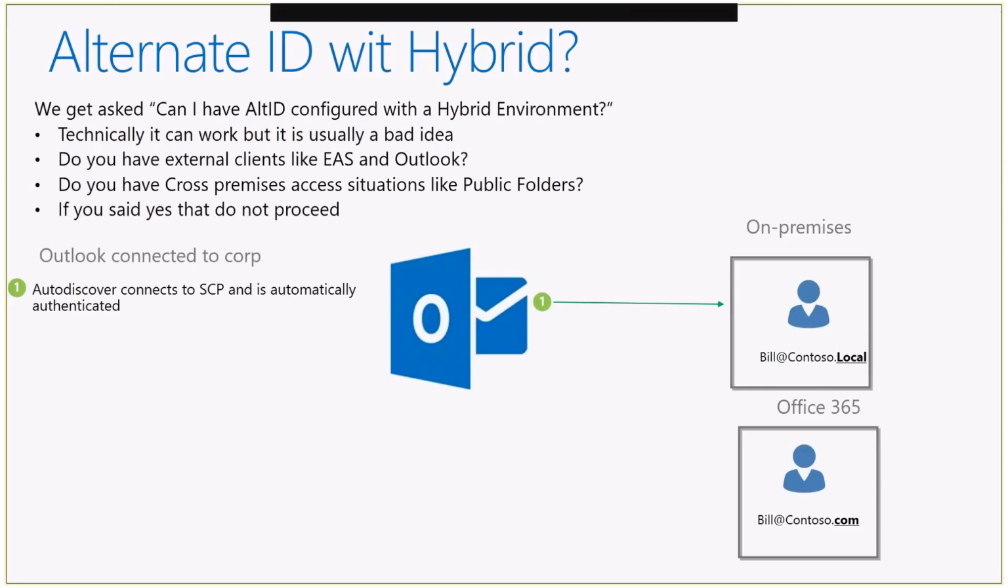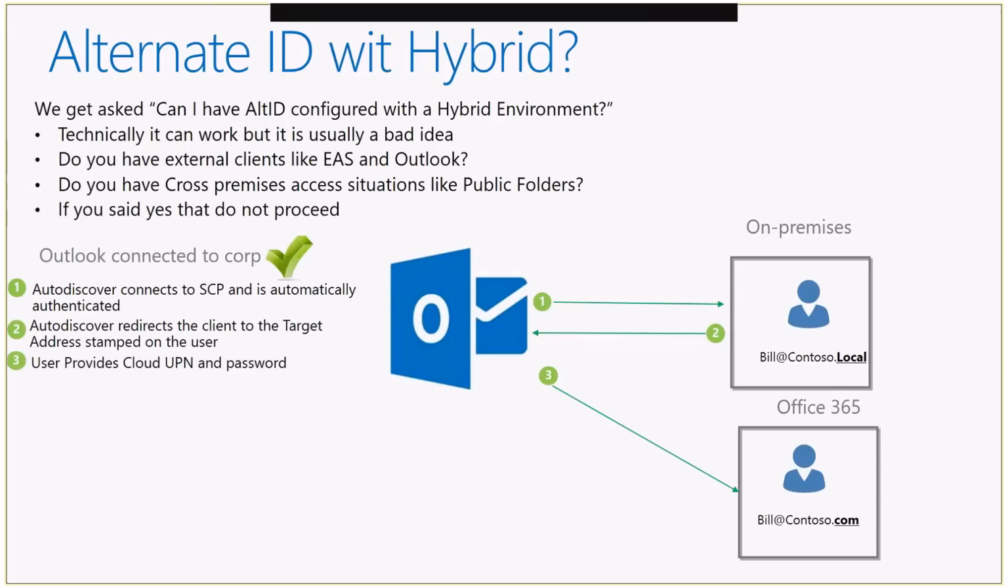Good stuff. The internal service connection point will reply back and say your mailbox is actually in the cloud. You need to do an Autodiscover against the target address that's stamped on the user. The target address stamped on the user will be the SMTP routing address of mail.contoso.onmicrosoft.com. So we will do an Autodiscover request there. When we do that, we will be prompted for authentication. Note, this is the first time we're prompted for authentication. Assuming the user types in bill@contoso.com and the right password, the whole ADFS thing will happen, where we'll do the authentication against the ADFS endpoint.